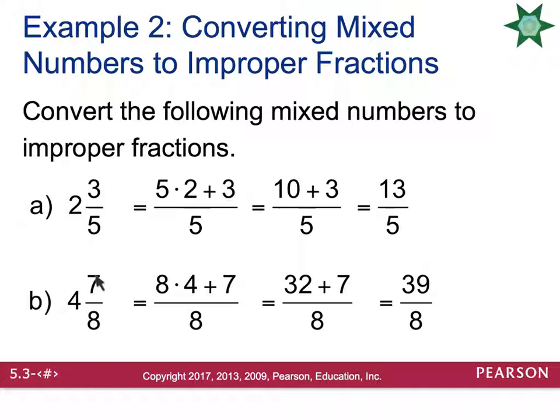Our second example, we'll look at 4 7/8. So we're going to get 8 times 4 plus 7. I'll show the little shortcut there: you do a dot for times there, and then a plus there. So 8 times 4 is 32, plus 7 is 39, and we just carry that denominator over. So we keep the same denominator.